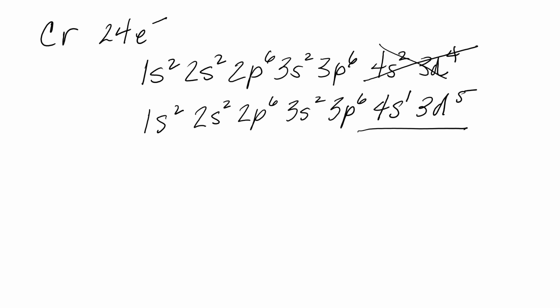The other elements in the same column of chromium that also are exceptions to this rule are molybdenum and tungsten. So you are responsible for knowing these are exceptions to the filling rules as well.